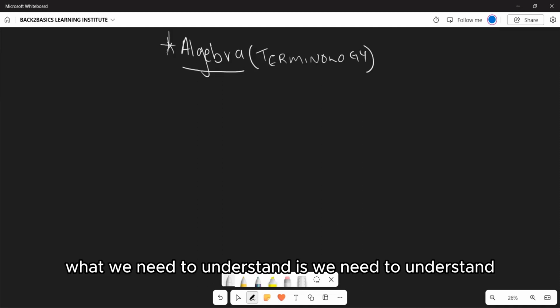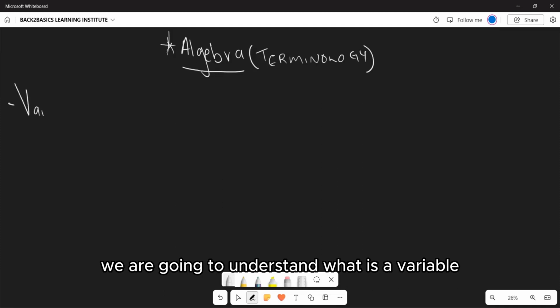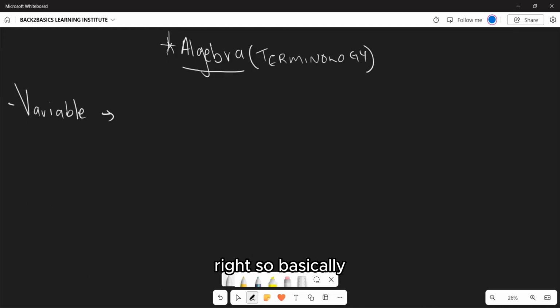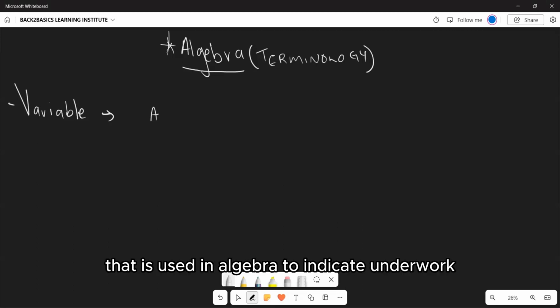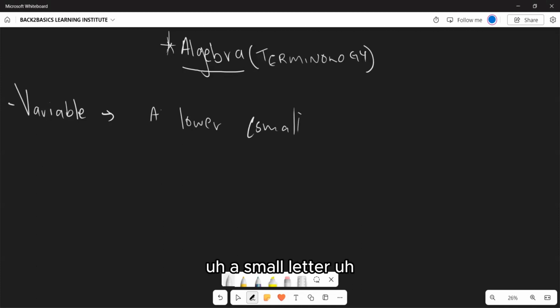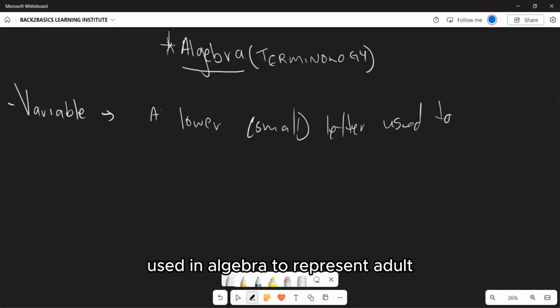So firstly, we are going to understand what a variable is, or how we can understand this terminology, variable. Basically, a variable is a lower letter, right? It's a lower letter of the alphabet that is used in algebra to indicate an unknown. So it's a lower or small letter used in algebra to represent an unknown, right?